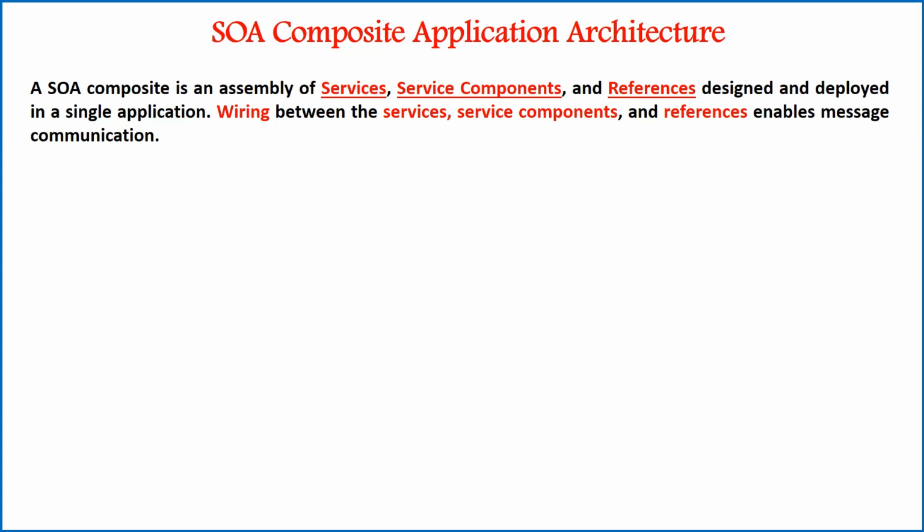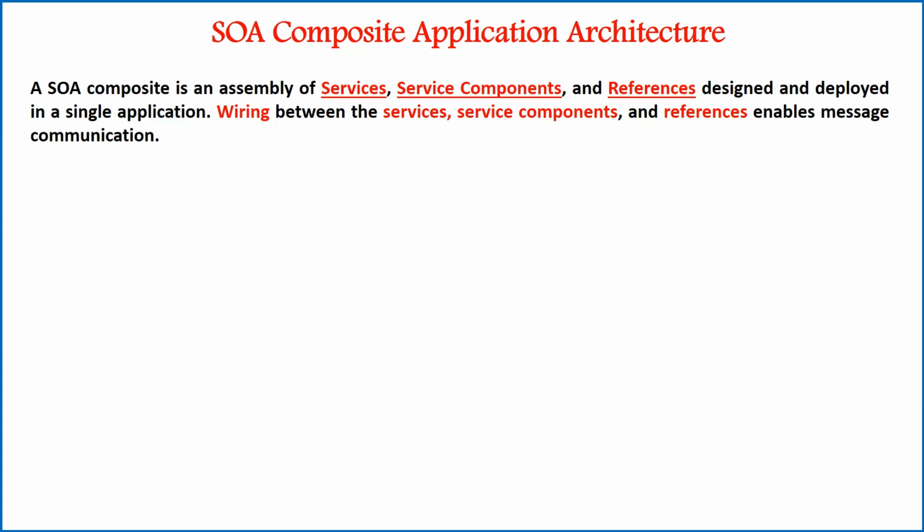And then the data after processing goes to the outer world, to my targets. For that, you will have references. So you have three major components in SOA when designing a SOA composite application: one is services, second is the service component, and third is references. Services you design to get the data from the sources. In between, in the service component, you design the different kinds of components. And once the processing is done, your data goes to the outer world, that means your targets, and for that you define the references. So these are the three major components in SOA.